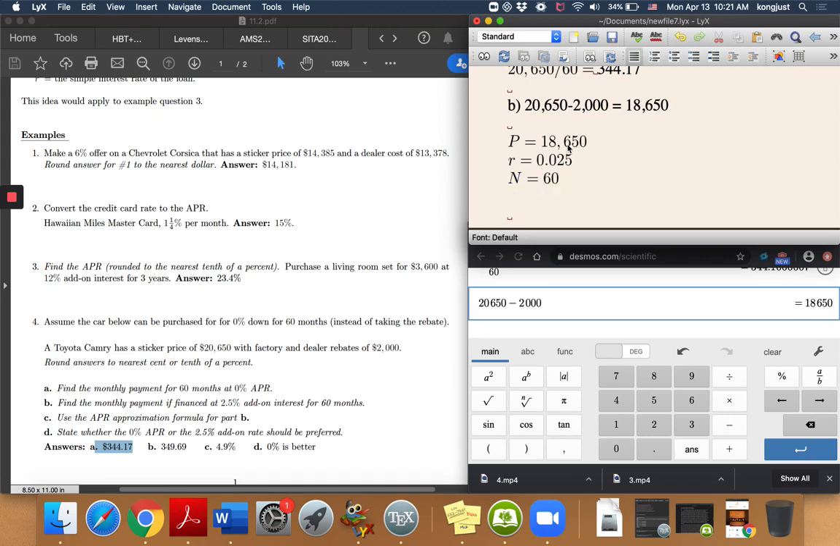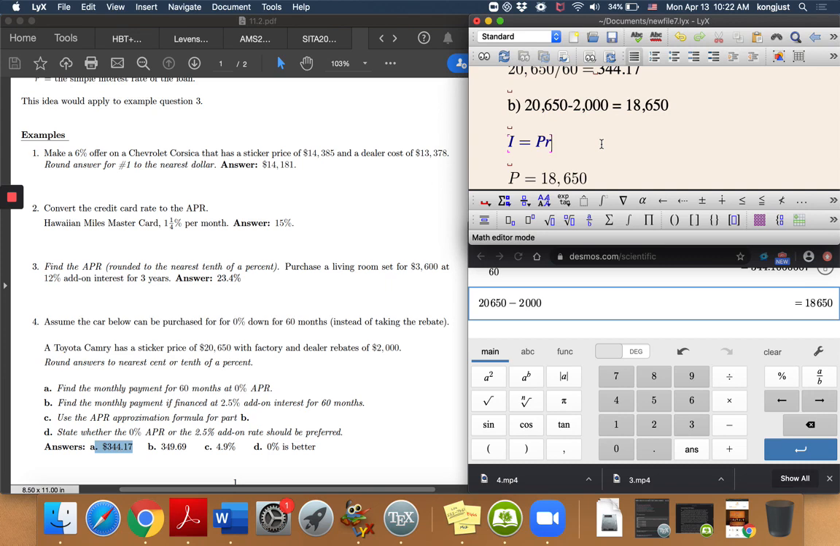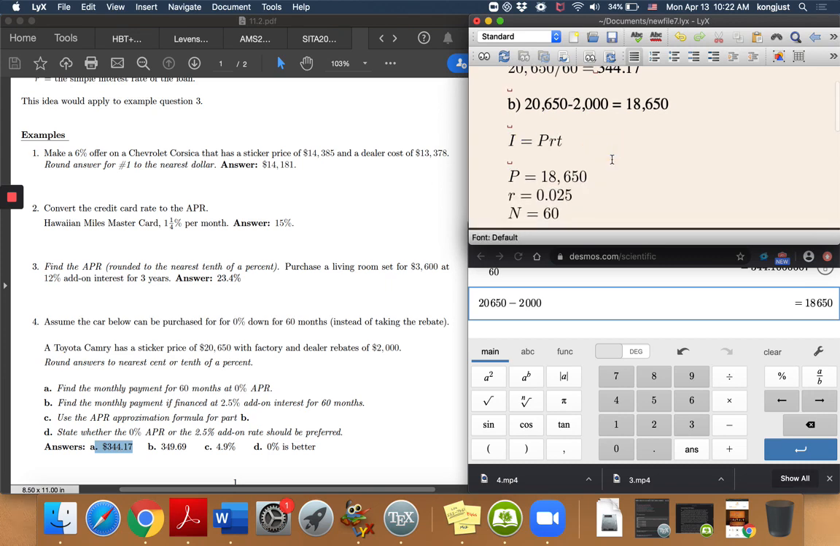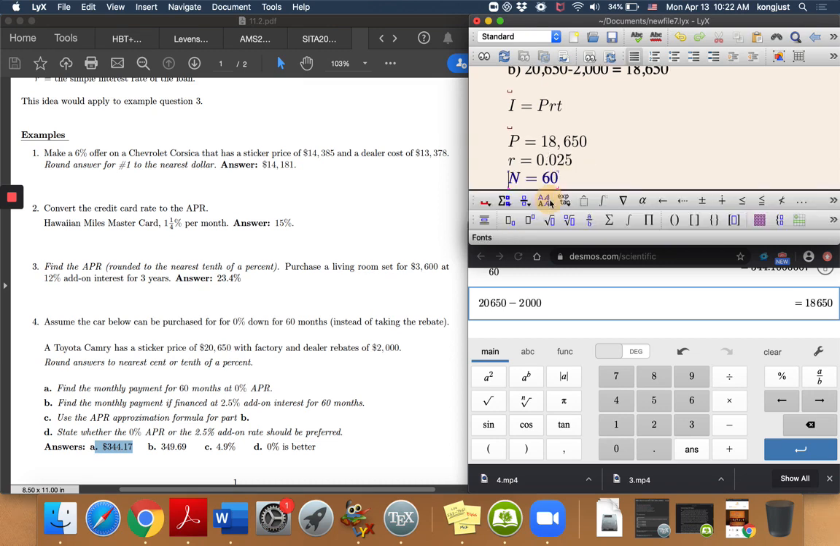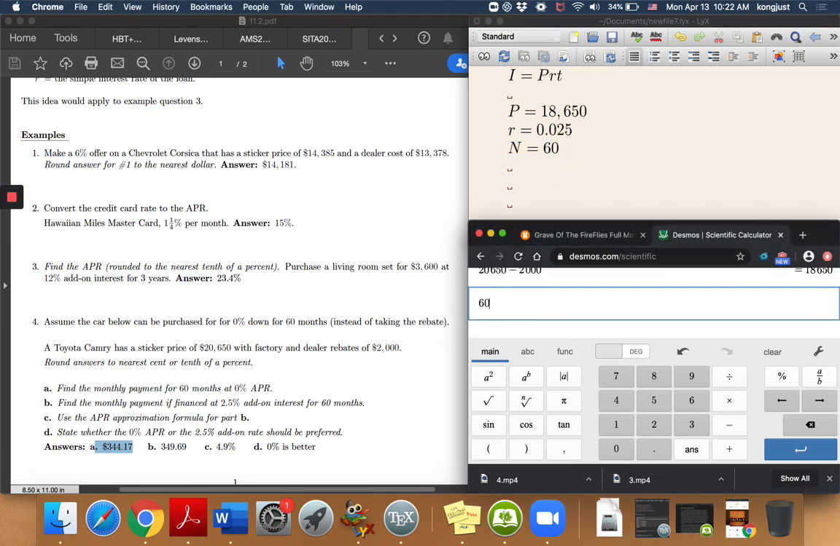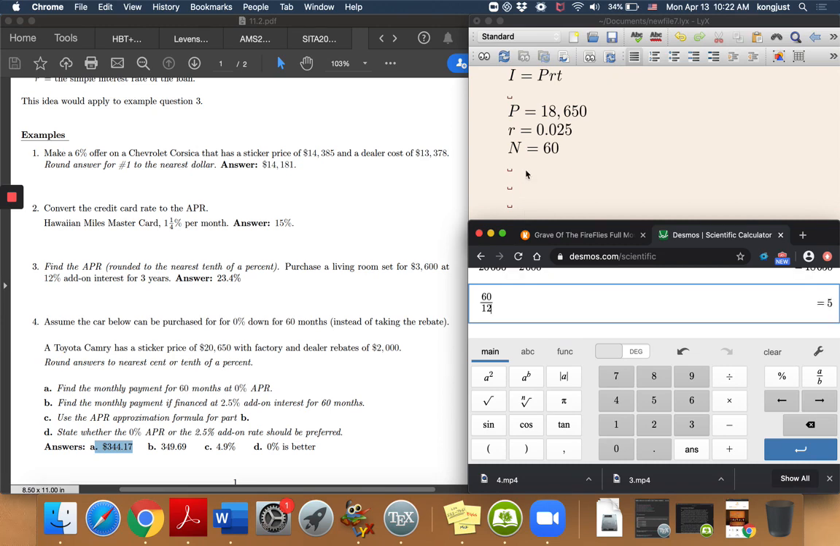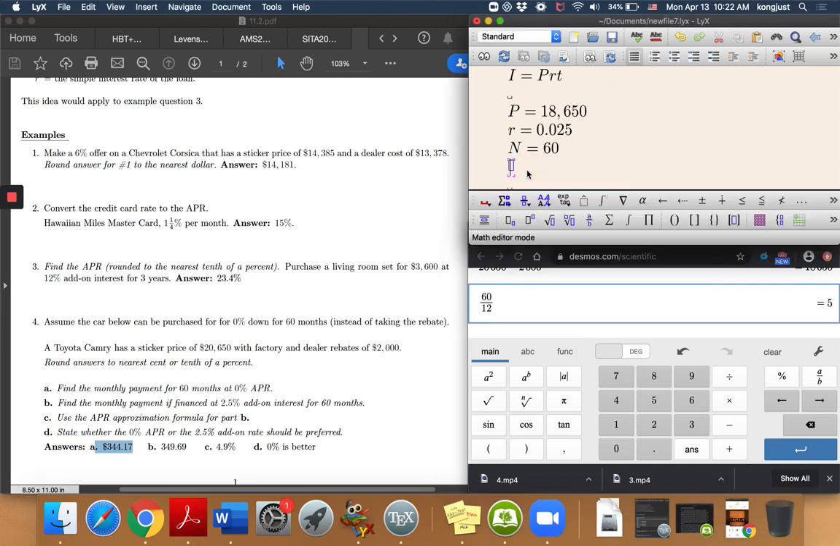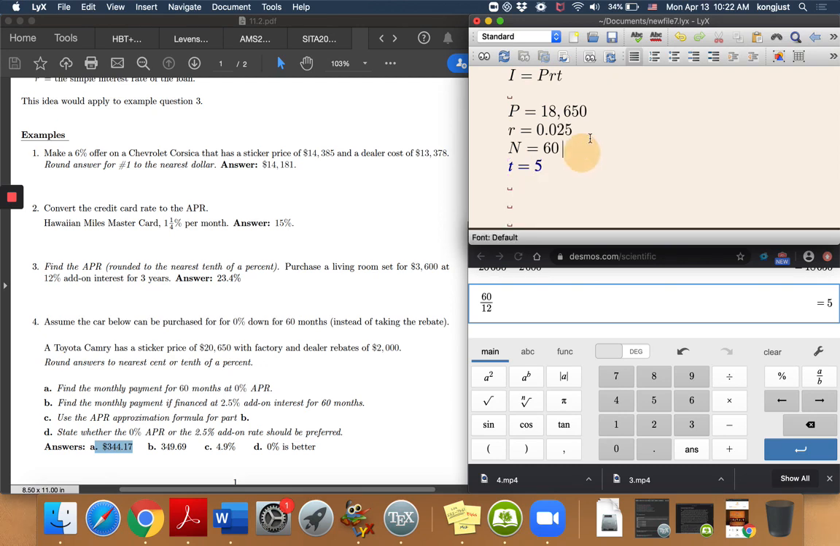Okay, there's something hidden here. Remember back to our formula. We were finding the interest, right? I is equal to PRT. If you look at the formula, we have P, we have R, but there's no T. So how do I find T? Well, you have to think a little bit. There's 60 total payments, and it's monthly payments. So how many years is that? 60 divided by 12, which is 5 years. So hidden in here, T is 5 years.